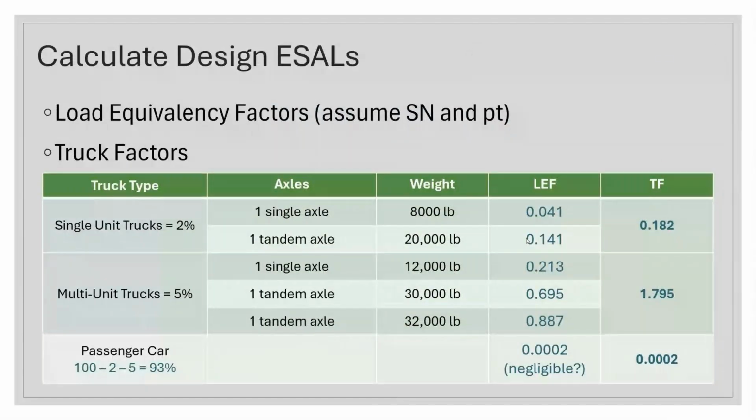So back to calculating our ESALs. We have to come up with those load equivalency factors, truck factors. So I think the best way to do that is to just work an example so you can see how that works. Let's say that for our situation, we had 2% single unit trucks. And those axles are one single axle, one double axle with weights of 8,000 and 20,000 pounds. These are things that for a local agency, as much as you can get real numbers, wonderful. If not, you may have to make some assumptions or take a typical type of truck and assume that that's normally what you would see.